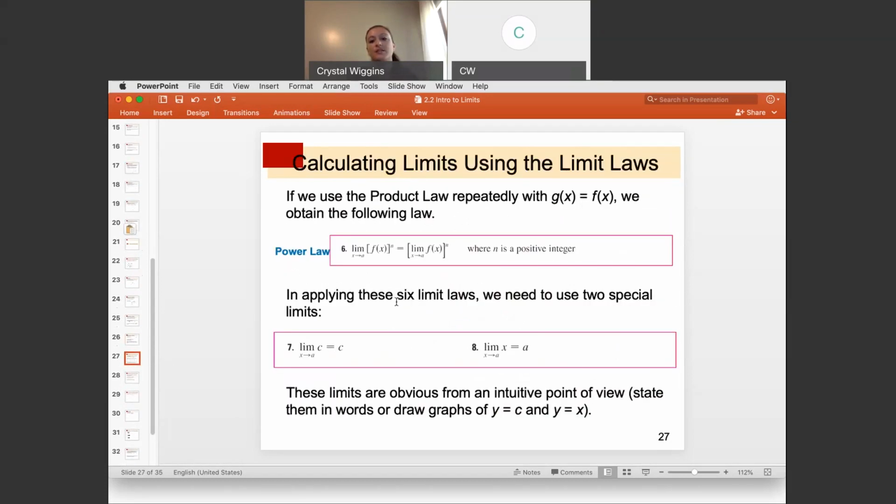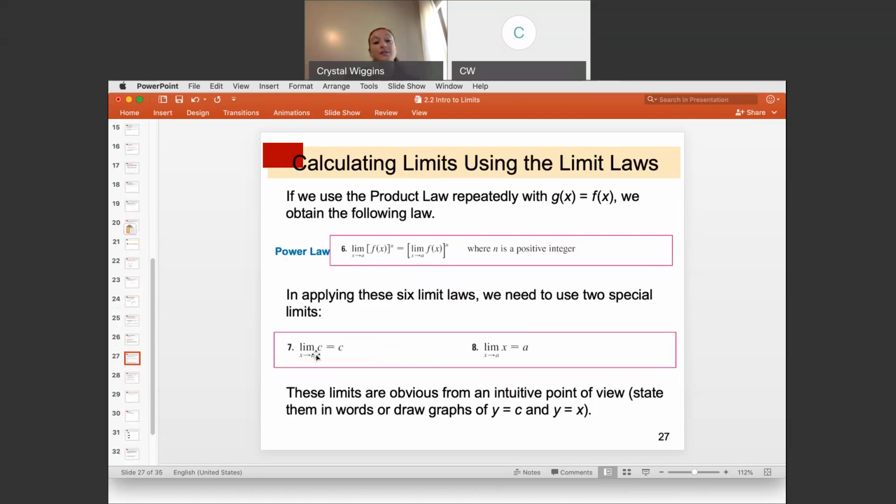So if we use the product law repeatedly with g of x equal to f of x, we can obtain the following law called the power law. If you have a function that is being raised to the nth power, you can find the limit of the function and then raise the value of the limit to the nth power. You have a lot of freedom when it comes to limit laws, and they're really important, and they come up again in Calc 2. In Calc 2, we are going to work with some more difficult improper integrals and series and sequences. And to solve some of them, these limit laws will really come in handy.